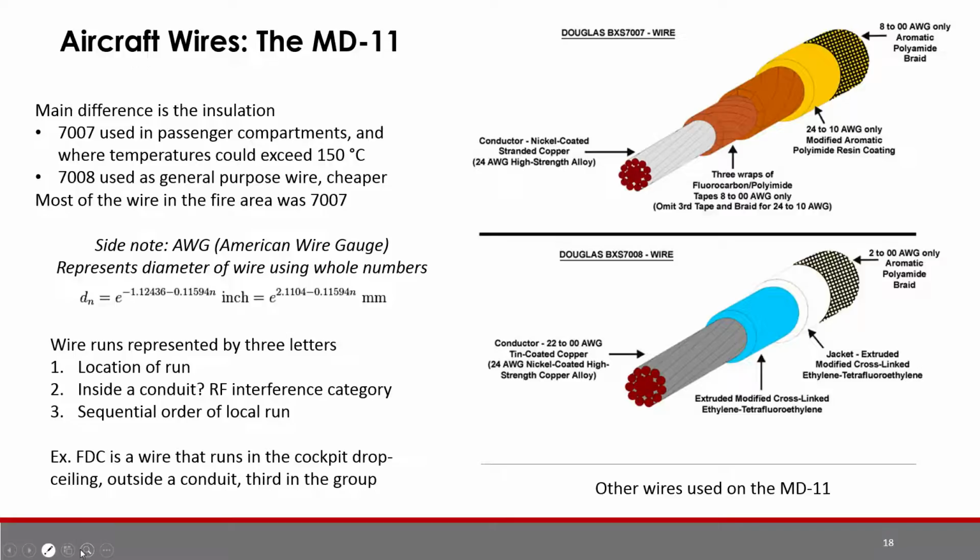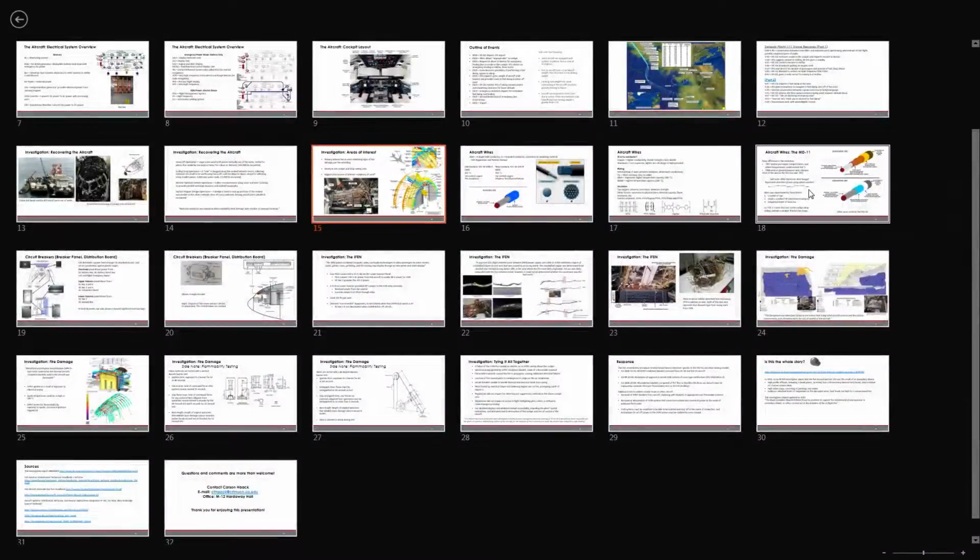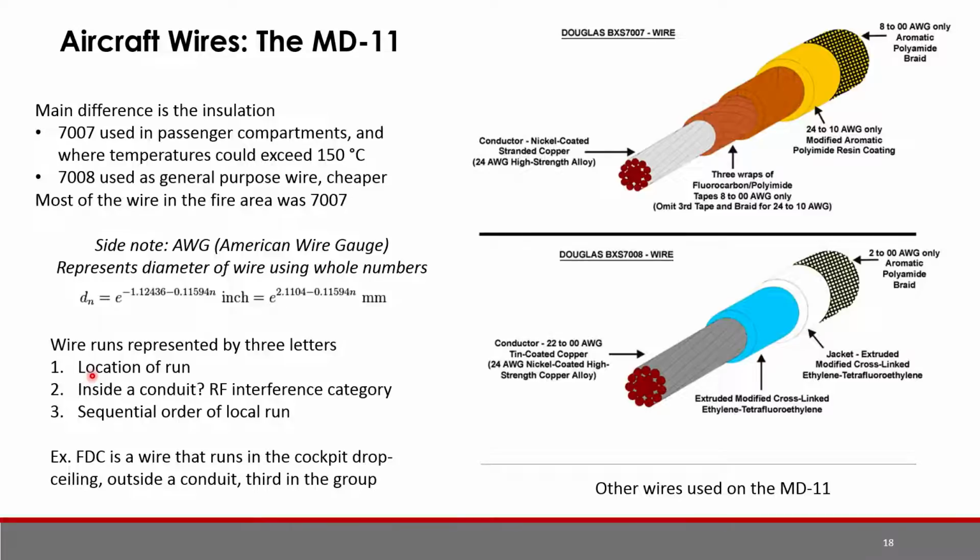Now in this other slide, we saw these wire runs, and they're all labeled by letters. And these letters have a certain meaning. They're not just arbitrary names. They determine the location of the run, whether it's inside of a conduit, what interference category it is, because you don't want radio interference interfering with your wires, and the actual name of the run. So, for example, our FDC run is a wire that runs in the cockpit drop ceiling, which is what the F code stands for, outside of a conduit, which is D. If it was inside of a conduit, then it would be V, W, Y, or Z, and it's the third in that group. It's the C run.